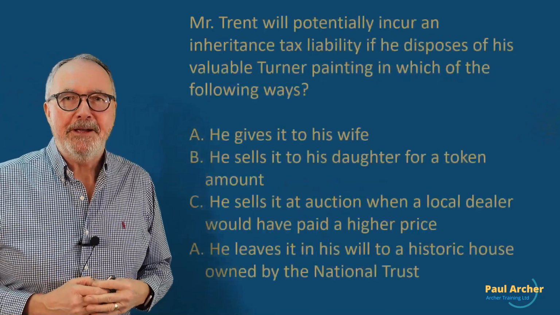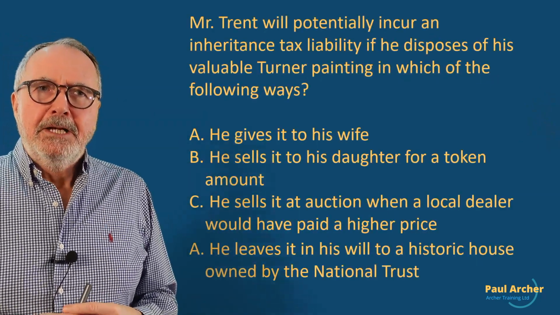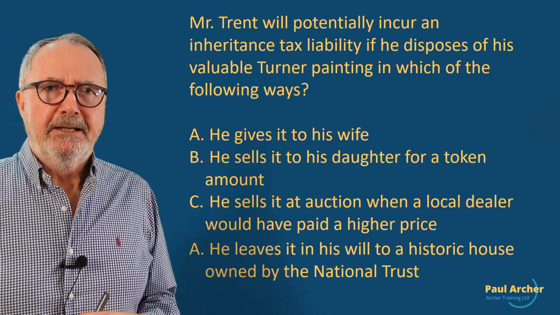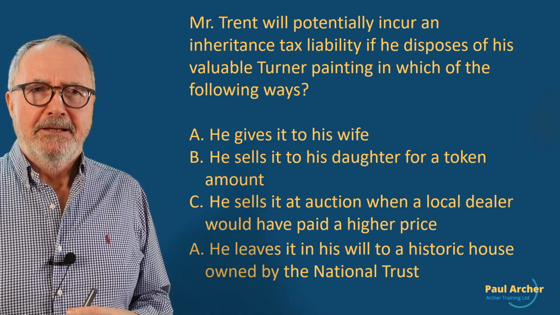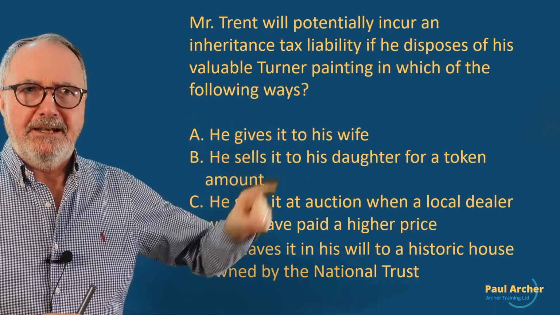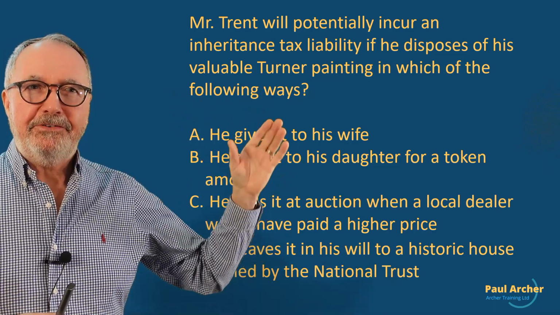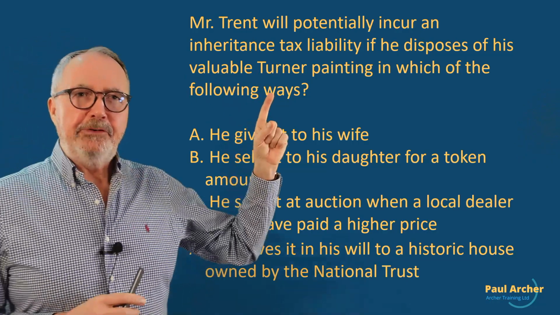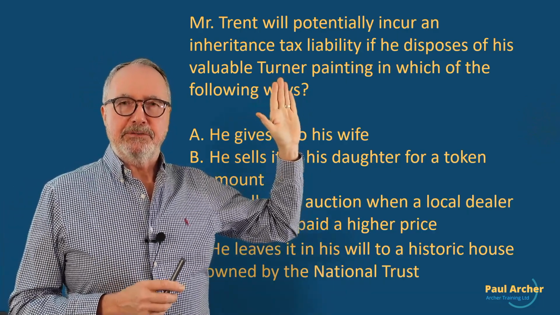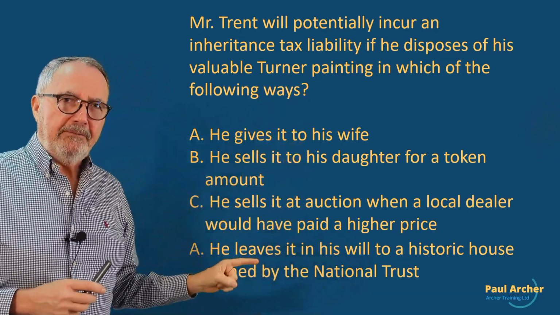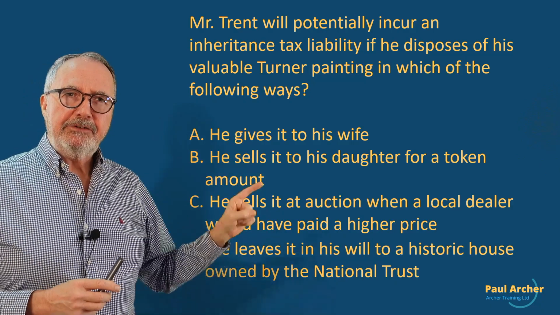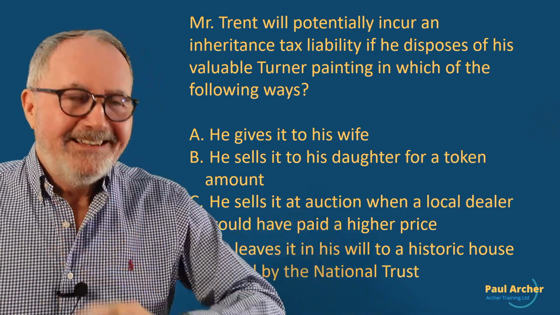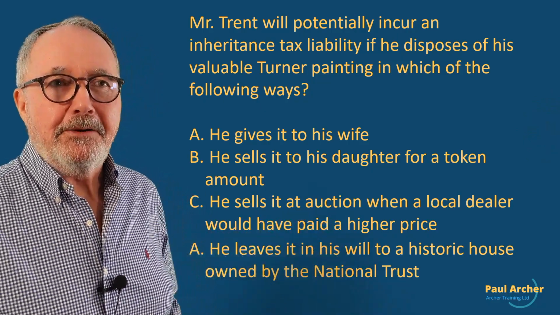Now, what else have we got then for you? Here we are. Mr. Trent will potentially incur an inheritance tax liability if he disposes of his valuable Turner painting in which of the following ways. Okay, well, don't look at the answers yet. Mr. T is still alive, because he is, and he wants to potentially remove an inheritance tax liability if he can. So he's disposing of his valuable Turner painting, which is obviously worth a few quid. So which of these ways then will actually potentially incur an IHT liability? 3 of these won't incur IHT, 1 will. So we're looking here at exempt transfers, aren't we? So let's have a look at each one.